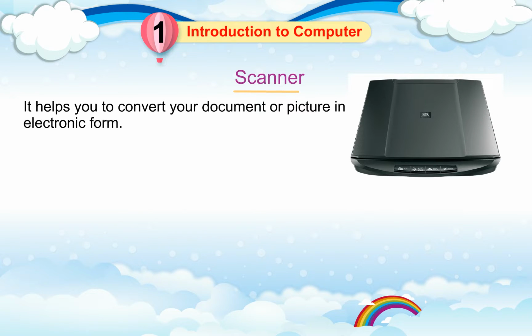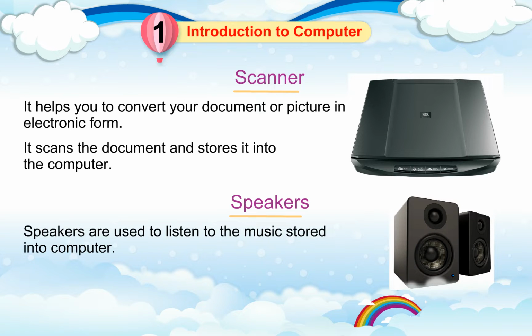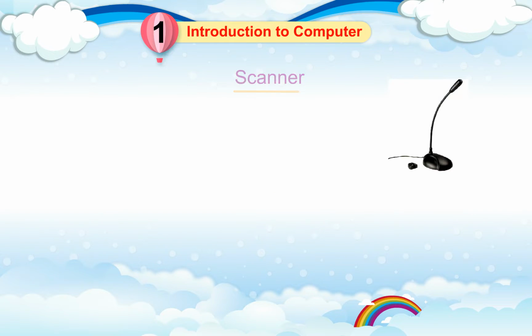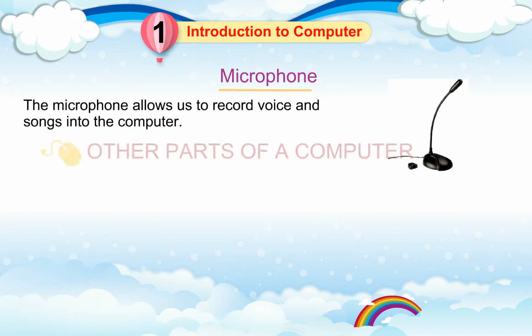Scanner. It helps you to convert your document or picture in electronic form. It scans the document and stores it into the computer. Speakers. Speakers are used to listen to the music stored into computer. Microphone. The microphone allows us to record voice and songs into the computer.